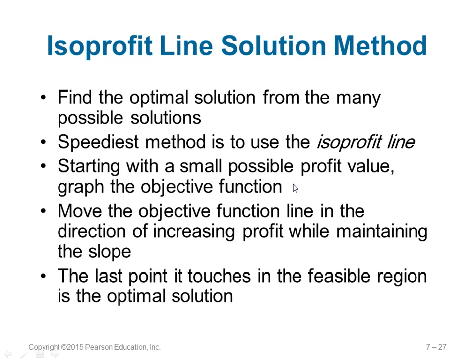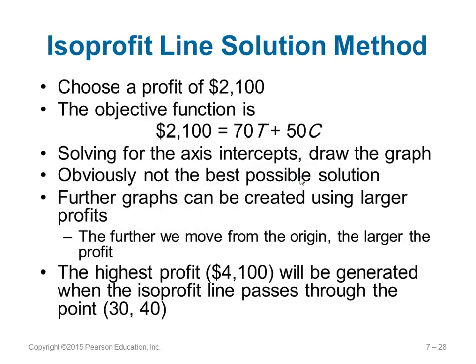This is the deal. Now how do we find the optimal solution? There are many ways of finding optimal solutions. One of them is called the isoprofit line. This is a very fast approach. What you do is take a small possible profit for the objective function, and you get a line. Let's assume our profit is 2100 in this case. So the objective function is 70t plus 50c equal to 2100. This is some value you have to choose from your understanding of the problem.